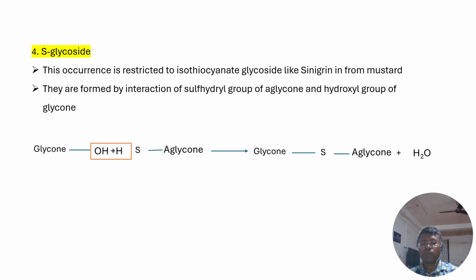And this is the S type of glycosides. This S type of glycoside is especially found in the isothiocyanate type of glycoside, such as sinigrin, which is present in mustard. They are formed by interaction of the sulfhydryl group of the aglycon and the hydroxyl group of the glycon. When the glycon and aglycon combine, they lose one molecule of water and form the glycoside through the S-glycosidic linkage.